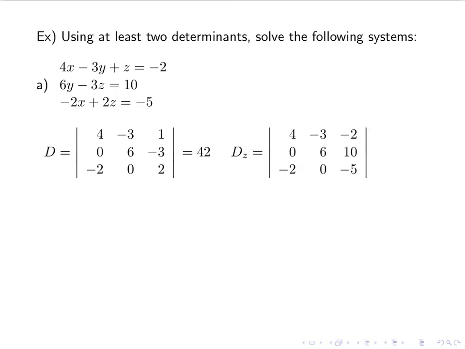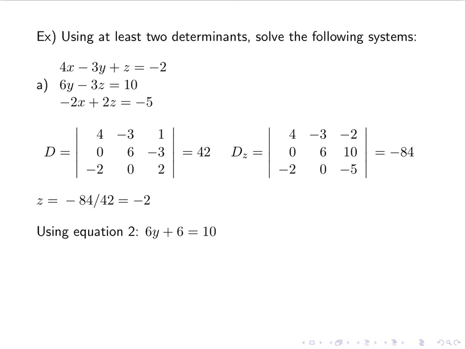And then I set up d sub z, so my z column has been replaced with the right-hand side. And if I do this out, I should get -84. Which gives me that z is -84 over 42, which is -2.